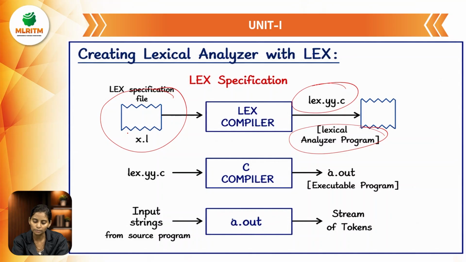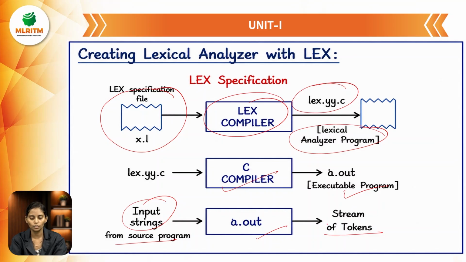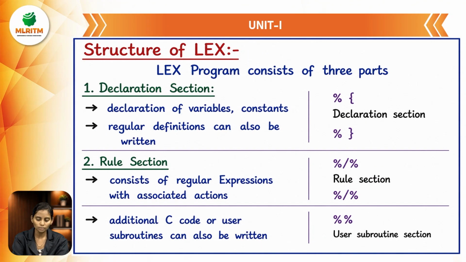That is analyzed by using the lexical compiler, and the analysis of tokens is done by using a C compiler, and an output file is generated. That output file contains whatever is related to the source program, and it contains a stream of tokens. So what is the result it will contain? Next, this is the structure of a lex.